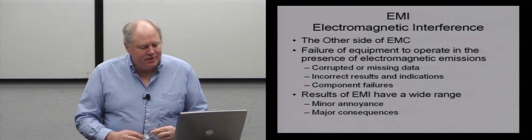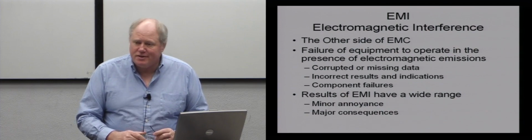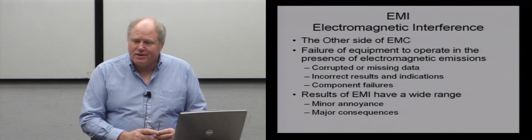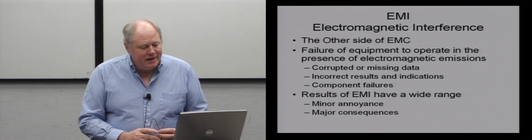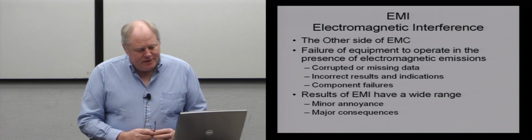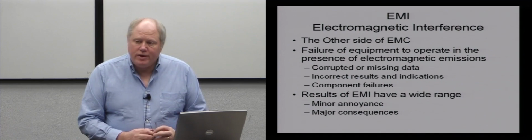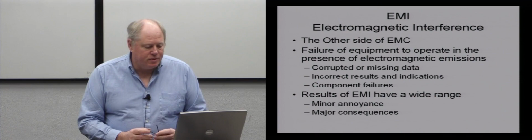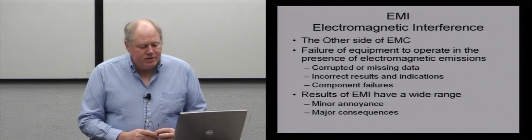EMI, this is the other side. If EMC is the defense against the dark arts, EMI is the dark arts itself. EMI, the I, is interference, so it's electromagnetic interference. This is basically the other side of the coin. It's when you have a problem, that's referred to as EMI. There's all sorts of things that can happen when you have a problem.